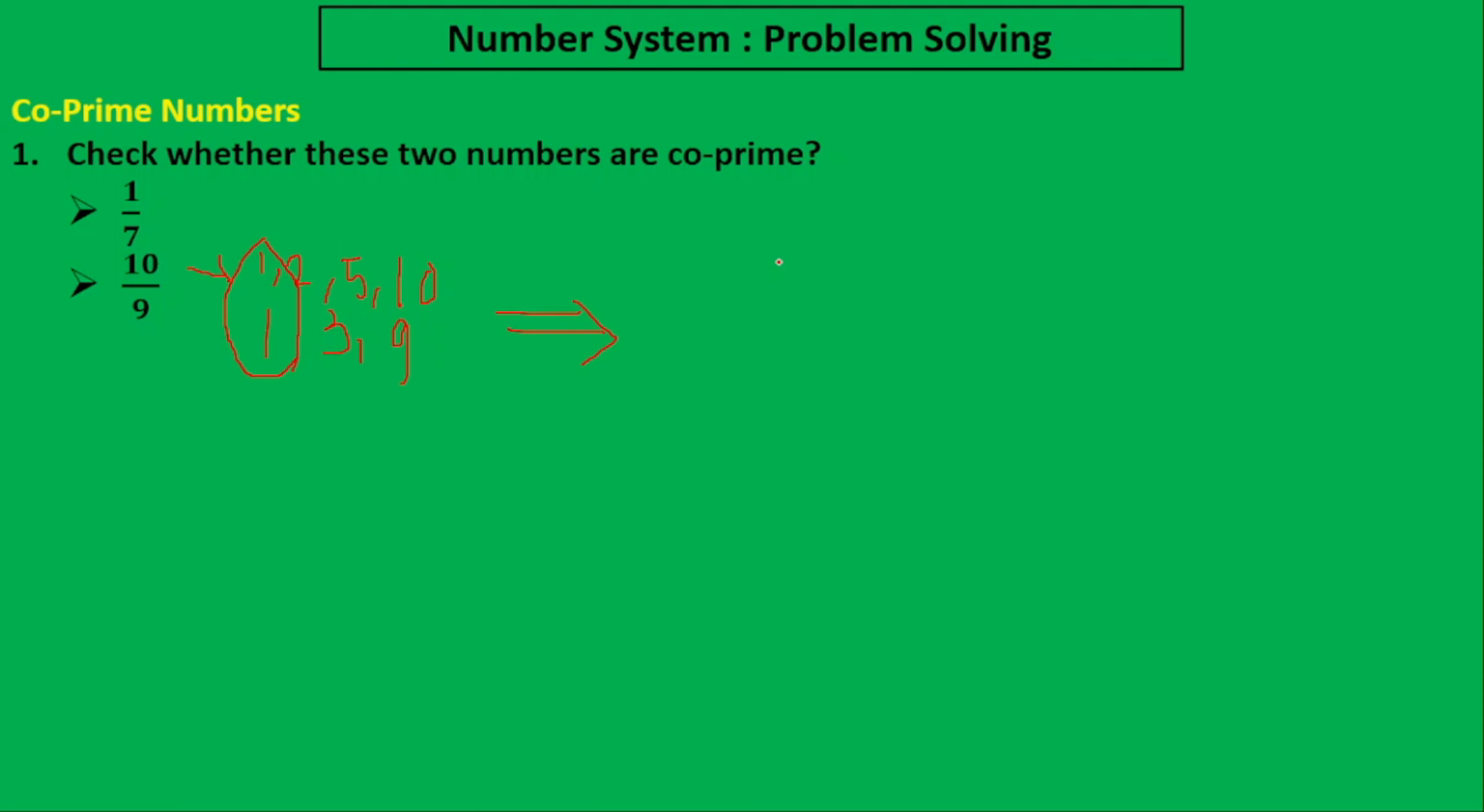coprime numbers. Here, 2 numbers means you need to check between numerator and denominator. I should have written: check whether denominator and numerator are coprime. So 10 and 9 are coprime numbers. Two numbers means between numerator and denominator. Wrong way to represent, please excuse me. So 1 is the numerator, 7 is the denominator. 10 is the numerator, 9 is the denominator. I had to check between numerator and denominator whether the 2 numbers are coprime or not. If coprime, it means the rational number is in its simplest form, simplest equivalent form.